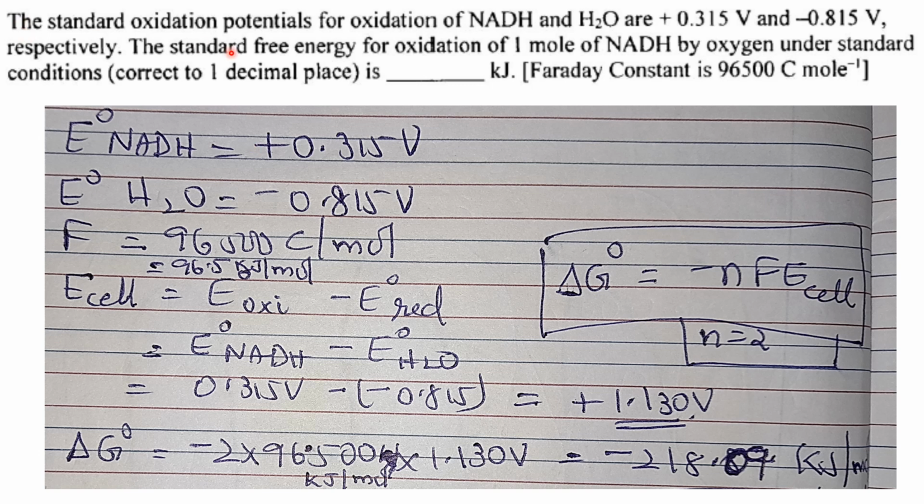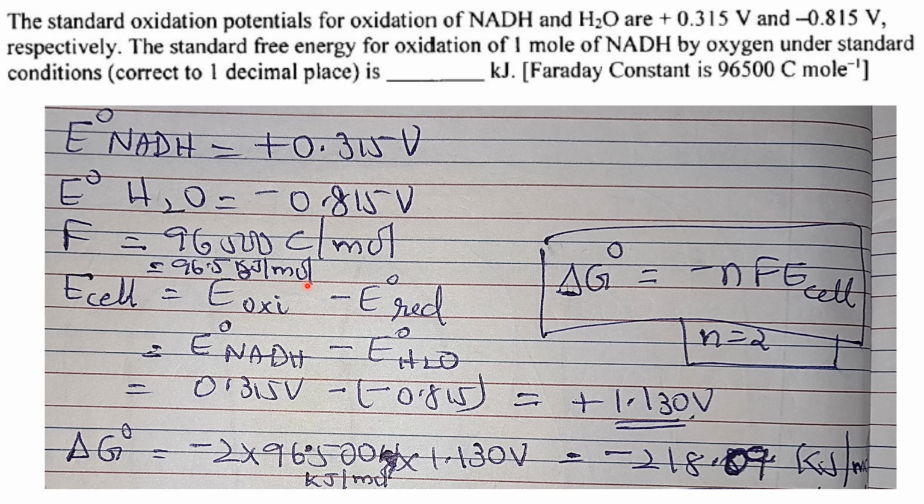Then next one. The standard oxidation potentials for oxidation of NADH and water are 0.315 volt and minus 0.815 volt respectively. The standard free energy for oxidation of 1 mole of NADH by oxygen under standard conditions, correct to 1 decimal place, is dash kilojoules. Faraday constant they have given, that is 96500 calories per mole. You have to convert it into kilojoules. That will give you 96.5 kilojoule per mole.